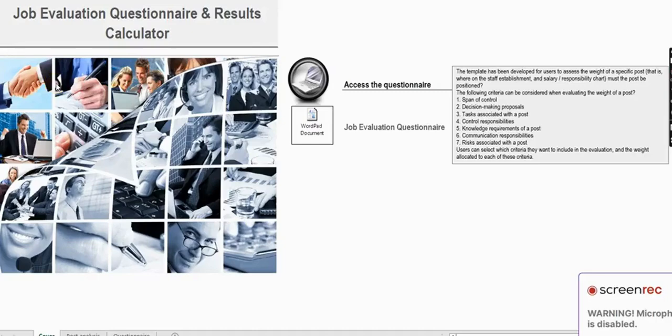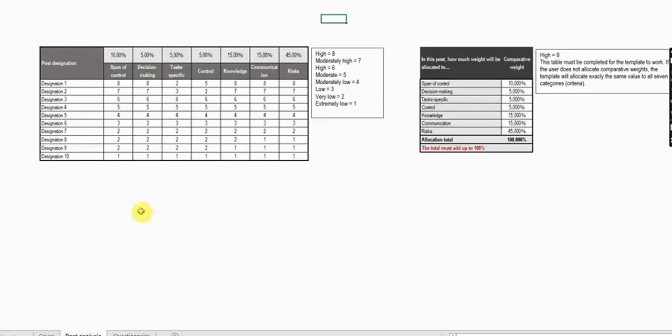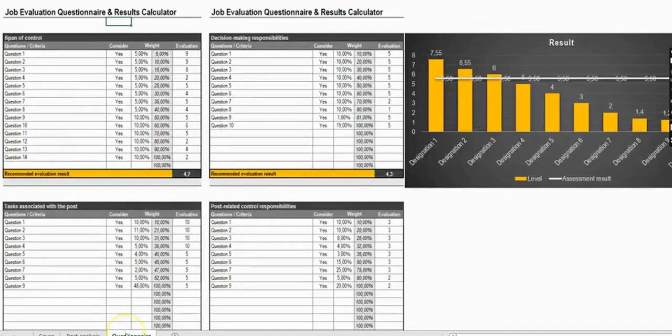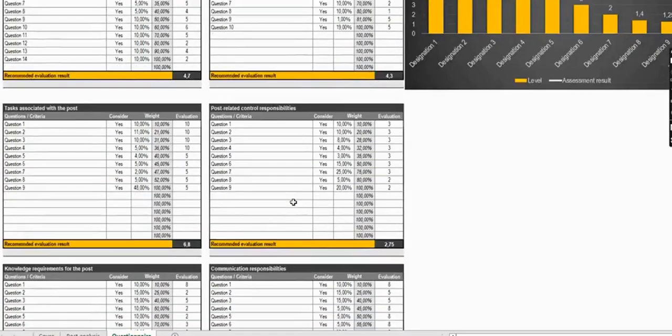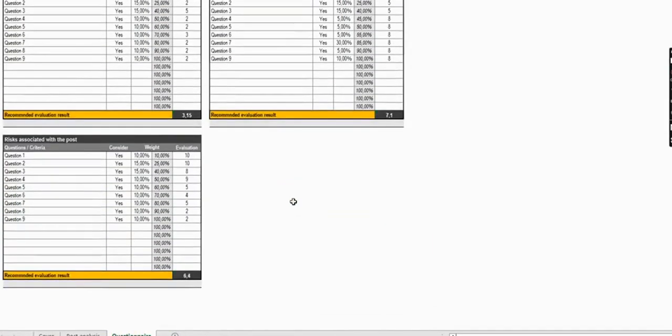The template has been developed for users to assess the weight of a specific post, that is, where on the staff establishment and salary responsibility chart the post must be positioned. The following criteria can be considered when evaluating the weight of a post: span of control, decision-making proposals, tasks associated with a post, control responsibilities, knowledge requirements of a post, communication responsibilities, risks associated with a post.